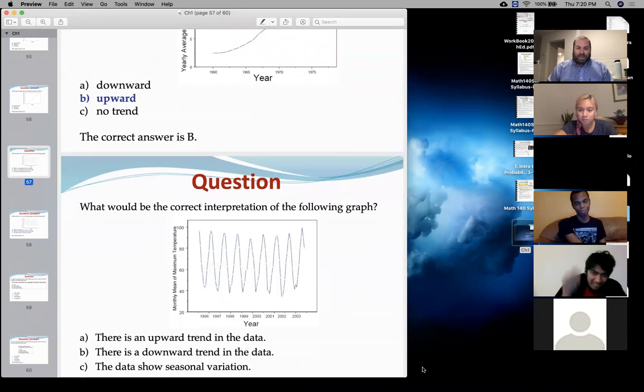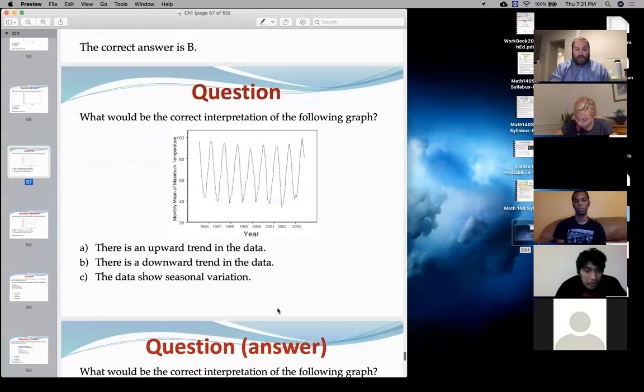So the upward trend, the downward trend, or there's seasonal variation, 5, 4, 3, 2, 1, go. And this one, hopefully everyone says C. It's pretty straightforward. It doesn't go up, doesn't go down. It just keeps going back and forth.